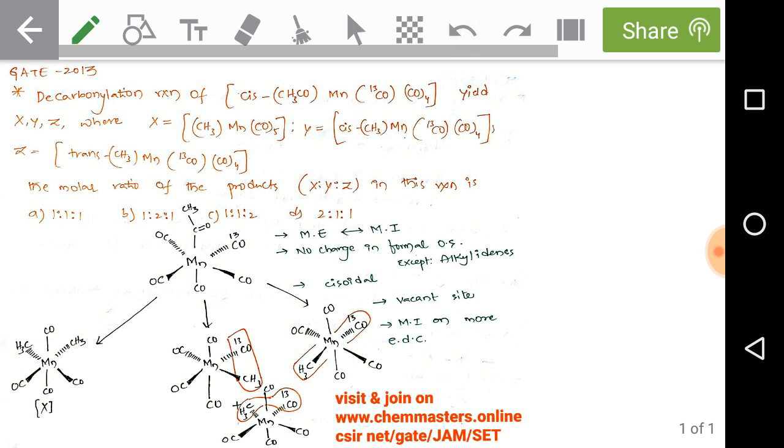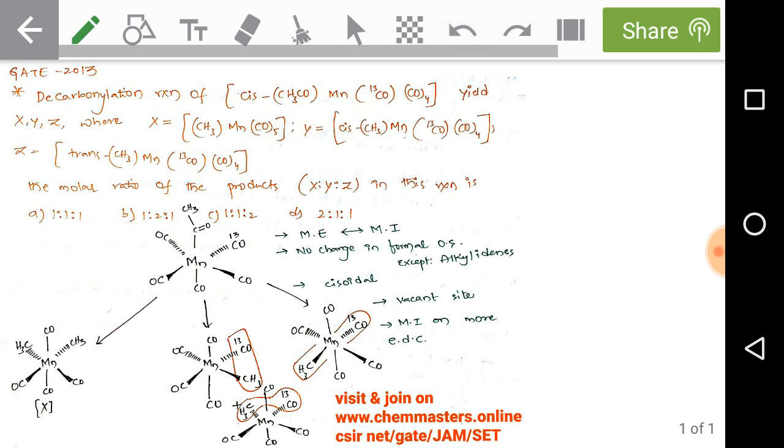Is there any chance to eliminate this CO? No. So only the methyl group can take the position. The negative charge containing group can only take the position of that vacant site which is left out by C13O. So that's why we can get one product of this, right?